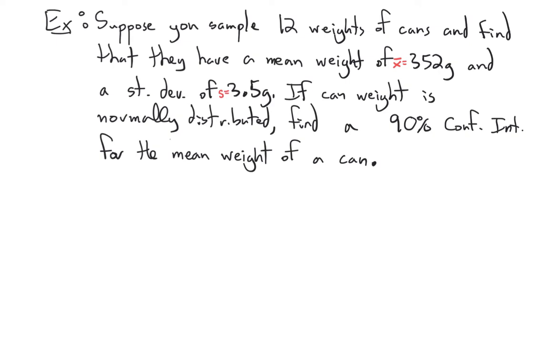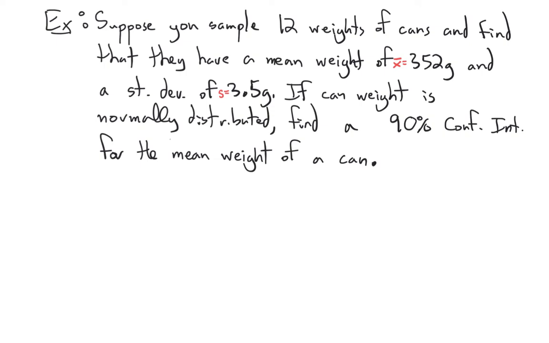Okay. If we know that the can weight is normally distributed, we're looking for a 90% confidence interval for the mean weights of cans. So first of all, we have to decide what's the shape of the sampling distribution. So maybe pause the video and think about if you can determine the shape of the sampling distribution.